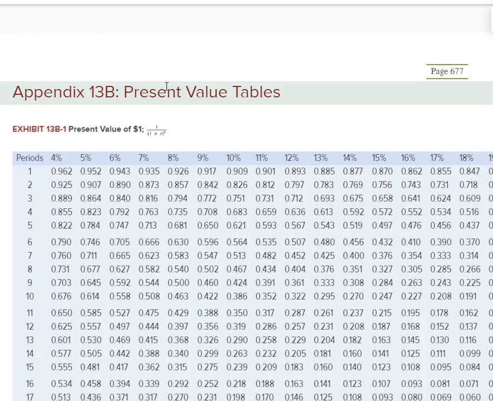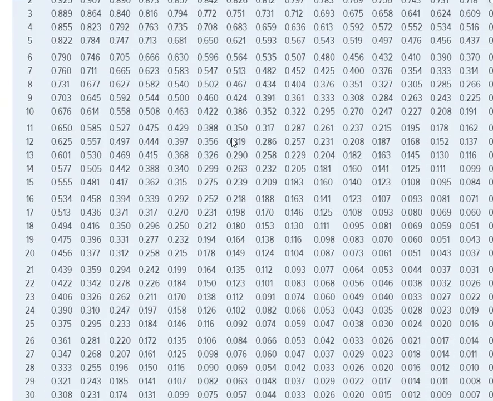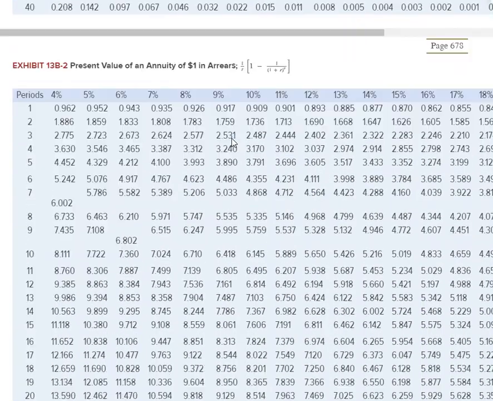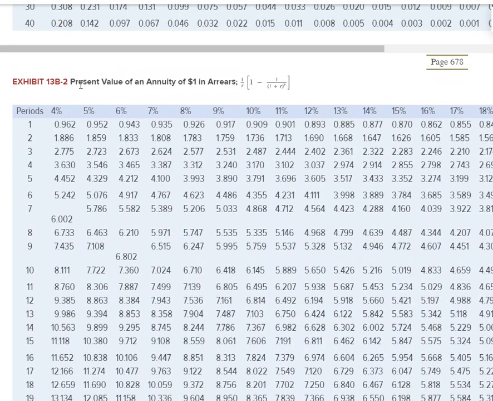And there's 2 tables back here. One is present value of $1. So that takes the dollar and discounts it back to today. And when we use this table, it's something that happens only 1 time. Then if you go down to the next page though, there's another table that is present value of an annuity of 1 in arrears, meaning at year end. This is the table we're going to use for this particular situation.